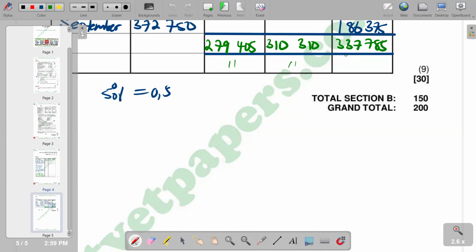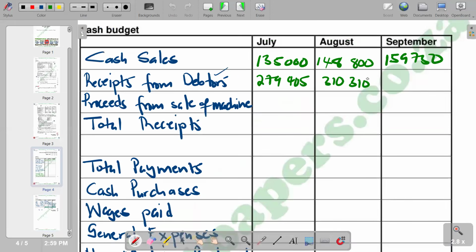So total receipts for September, we got 337,785. So we are going to put our 337,785. Then from there, we check, we have got also proceeds from sale of machines.